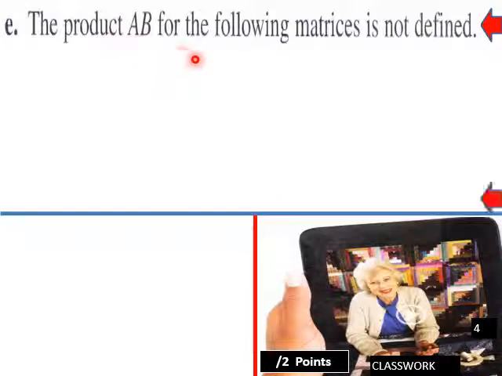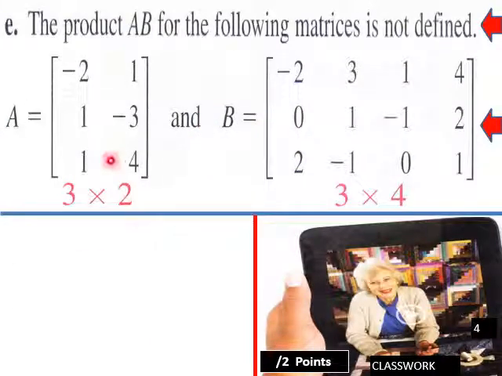E, the product AB for the following matrices is not defined. So we have a 3 by 2 here for A, with 3 rows and 2 columns, and over here for B we have 3 rows, but we have 4 columns. So our columns need to match. We have rows times columns, and we have one more column here than we have rows. So it's not going to be defined, because we have 3 rows here and 4 columns. That's why it will be undefined.